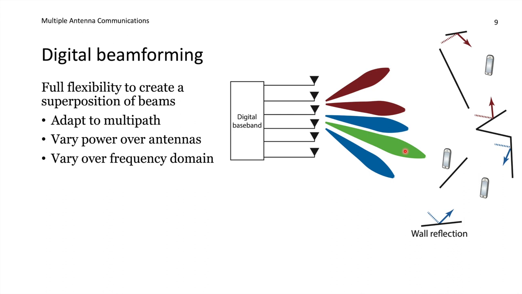We can vary the power of the antennas. Typically, different antennas will see different fading realizations, and we should transmit more power on the antennas that have a strong channel for the moment.